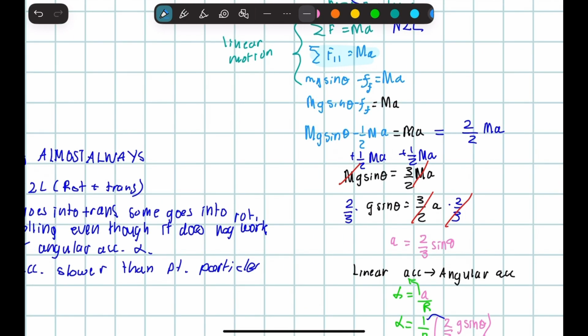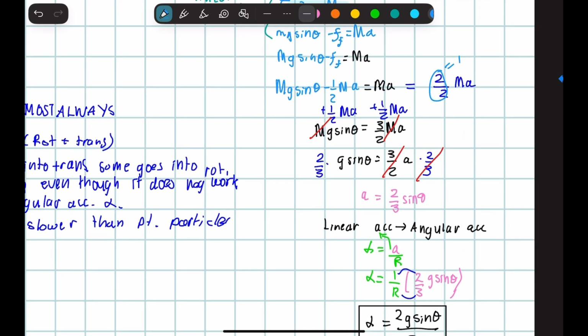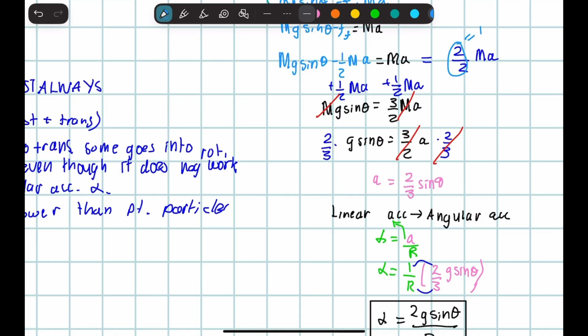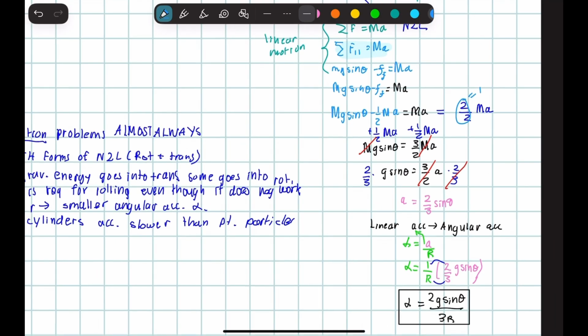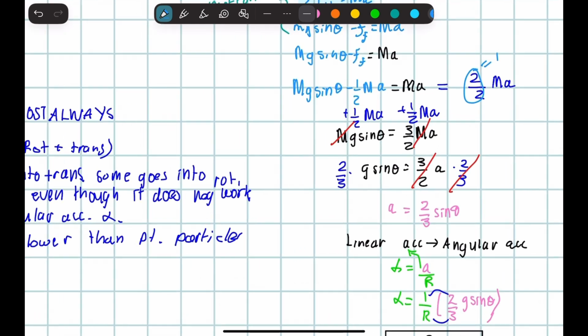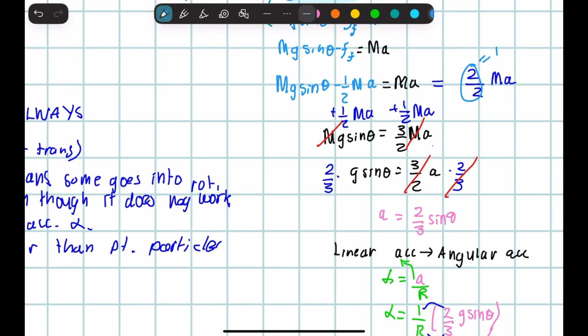You have mg sine theta minus 1/2 times mass times acceleration is equal to the total mass times acceleration. And this can be rewritten as 2/2, because 2/2 is just equal to 1. Then you add 1/2 ma to both sides to combine like terms. Then you see that the mass cancels out, and what we want to get for now is the acceleration. We're trying to get the linear acceleration first. That's our target.